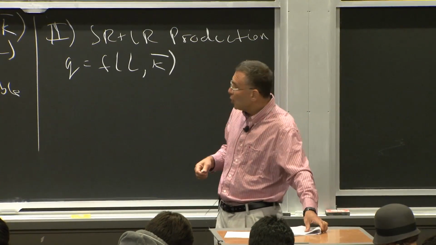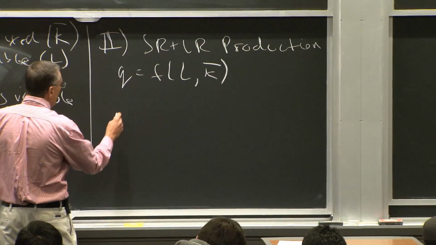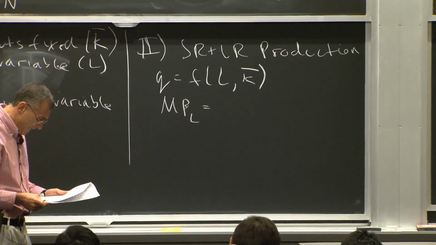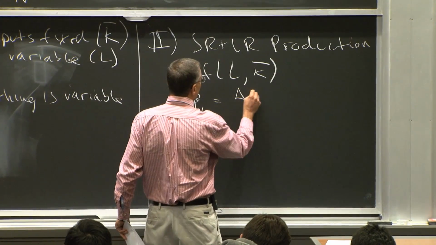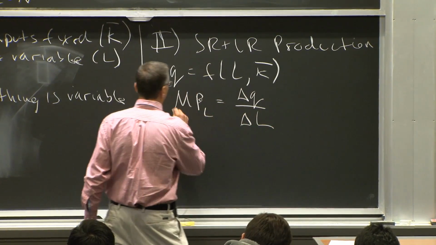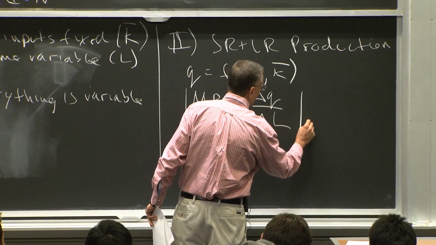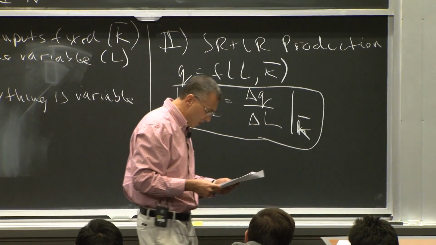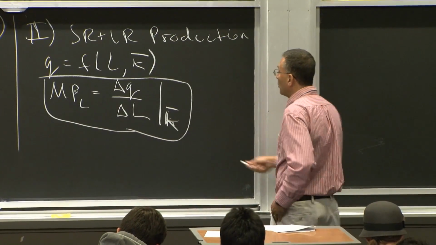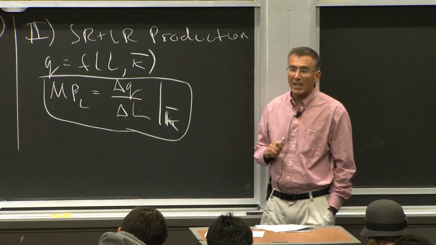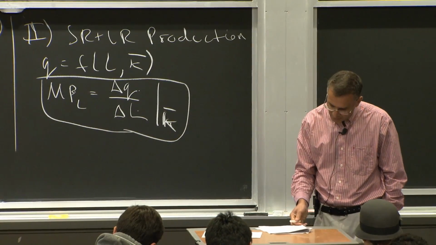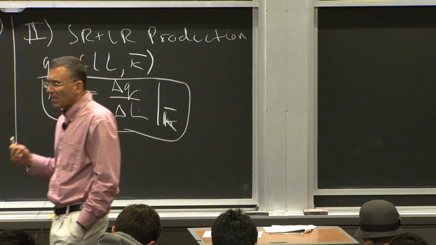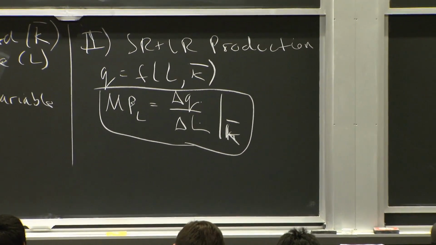And in doing so, you're going to focus on something we call the marginal product of labor. The marginal product of labor is the change in output per unit change in labor holding capital fixed in the short run. The marginal product of labor is going to be the change in quantity produced for a given change in labor holding capital fixed. That's going to be your short-run marginal product of labor. And we are going to assume that that is generally diminishing.